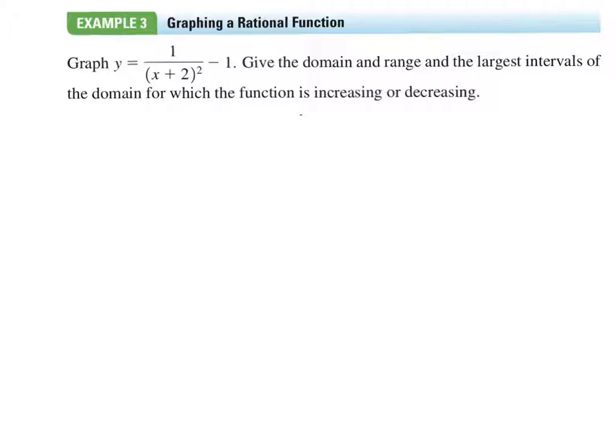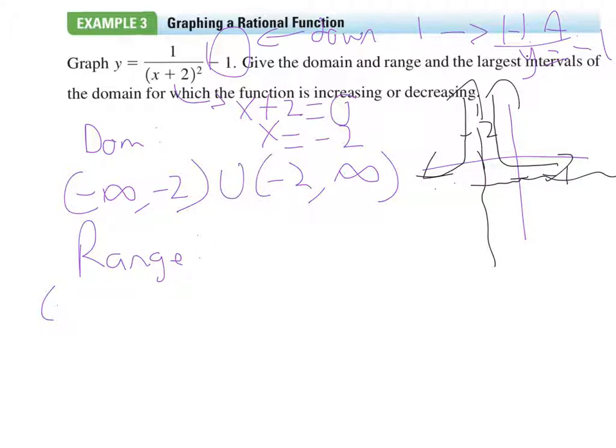Now, you're told to graph this function, y equals 1 over x plus 2 squared minus 1, and get the domain and range. So, you notice the denominator says x plus 2 squared. The denominator is only equal to 0 where x plus 2 is equal to 0. So if you solve that for x, you'll find there's a vertical asymptote at negative 2. So we drew our vertical asymptote here at where x is negative 2. And since we have minus 1 on the end, that means the horizontal asymptote is shifted down 1 unit. So there's a horizontal asymptote where the y value is negative 1.